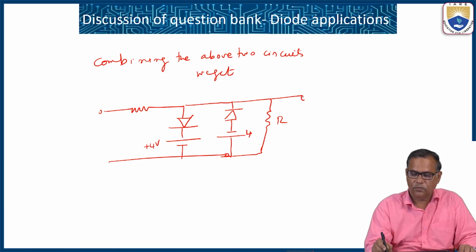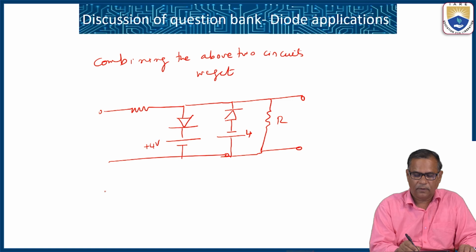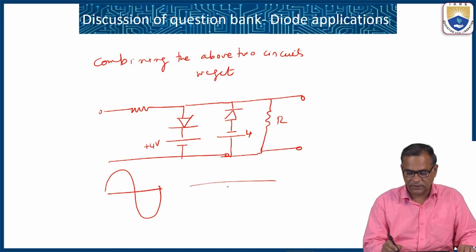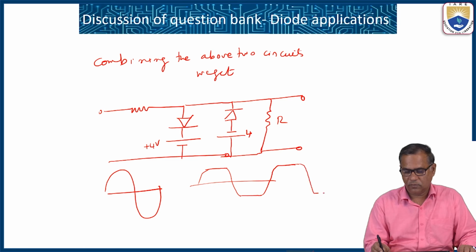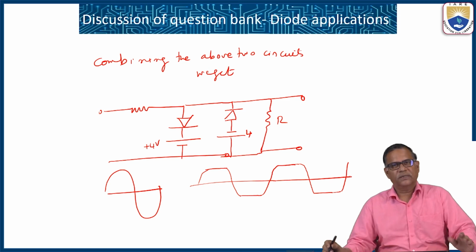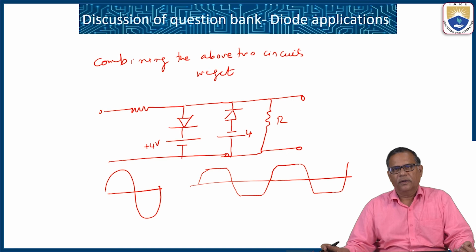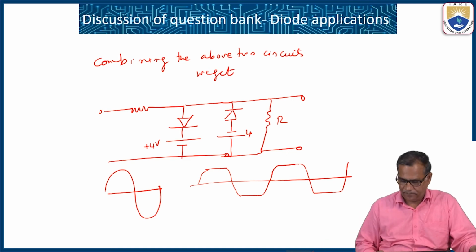So this circuit takes this input with 20 volts peak to peak and it gives the output like this. So it produces a square wave, not a perfect square wave, but nearly a square wave it produces.